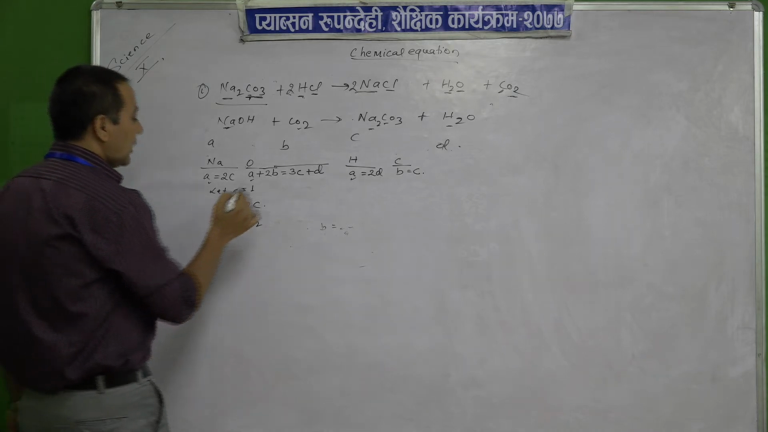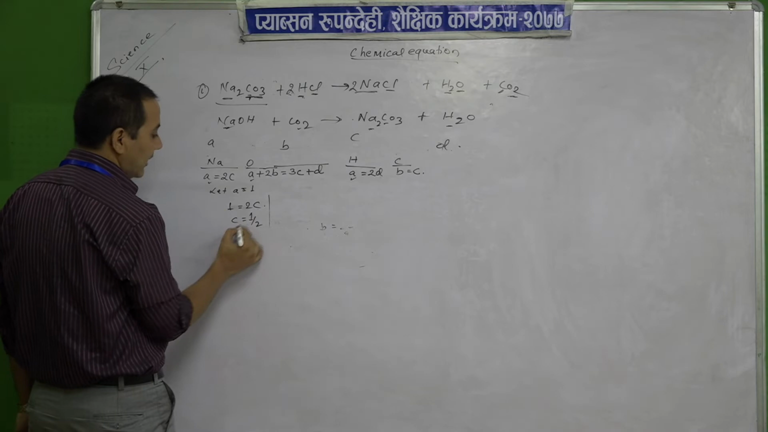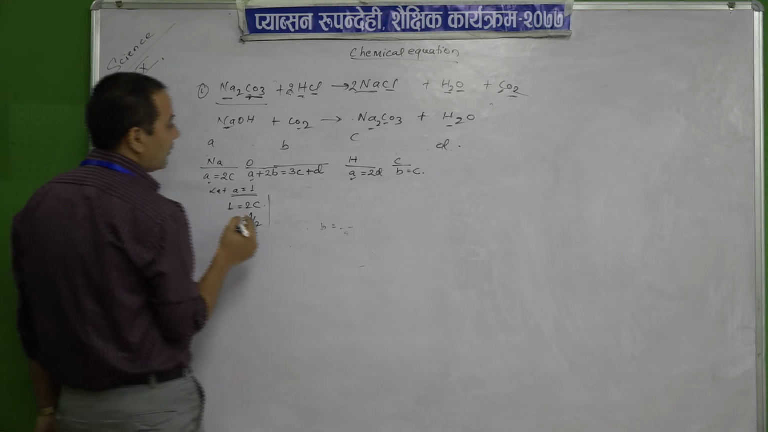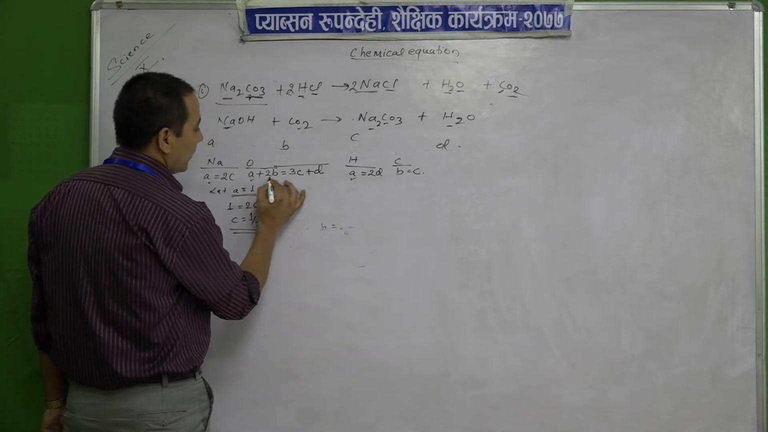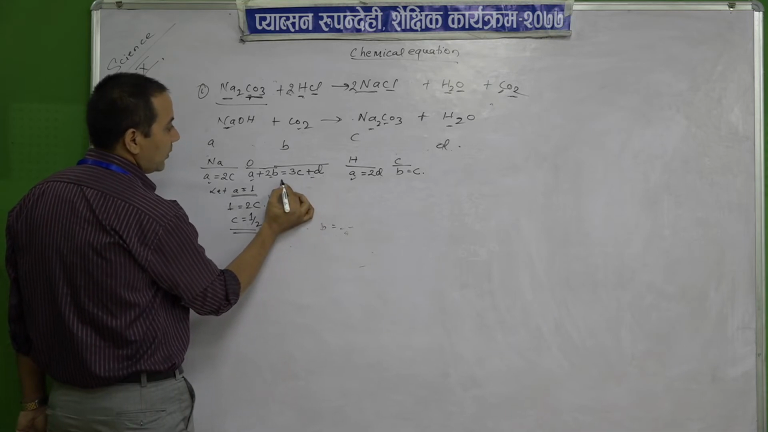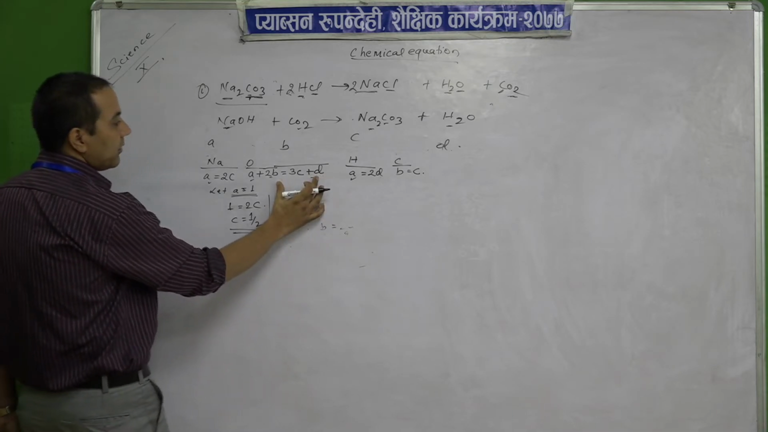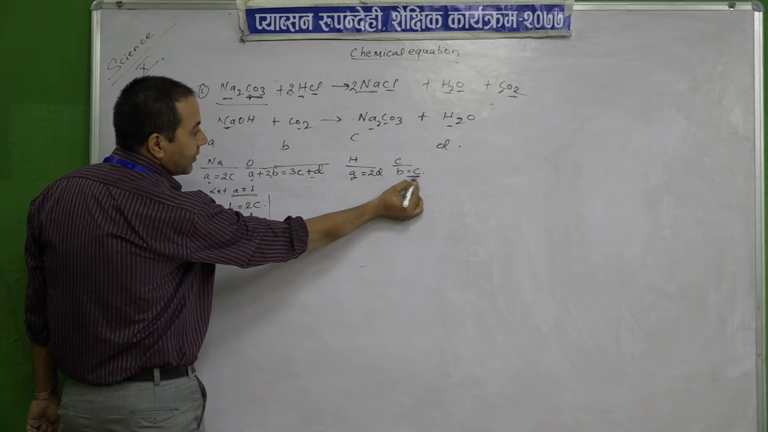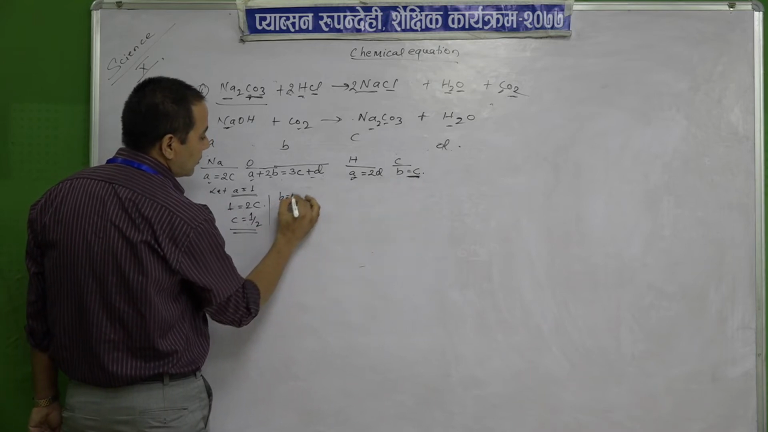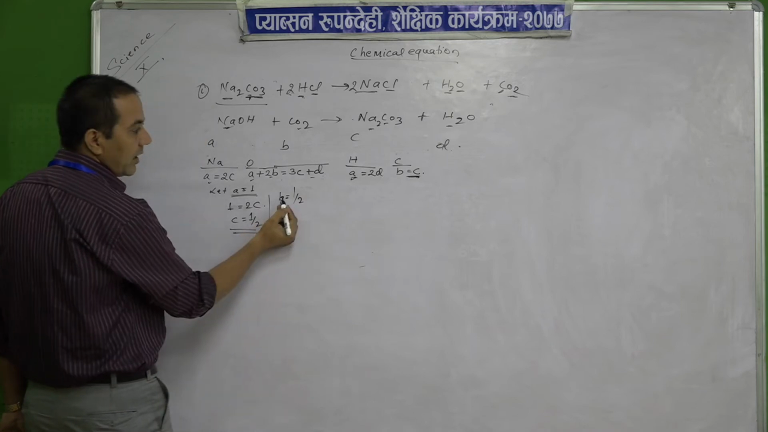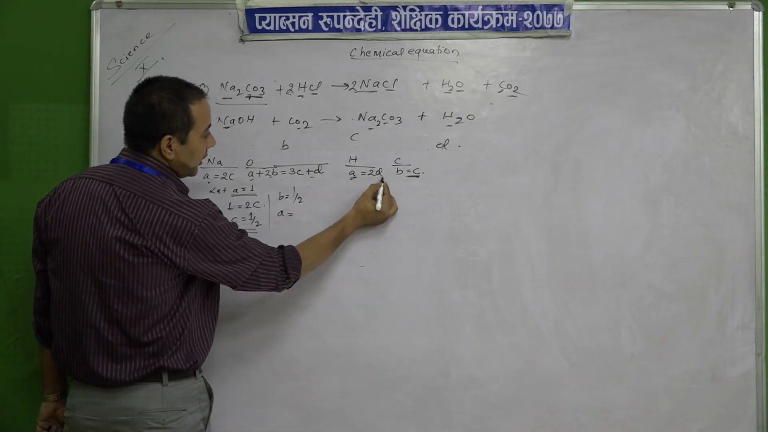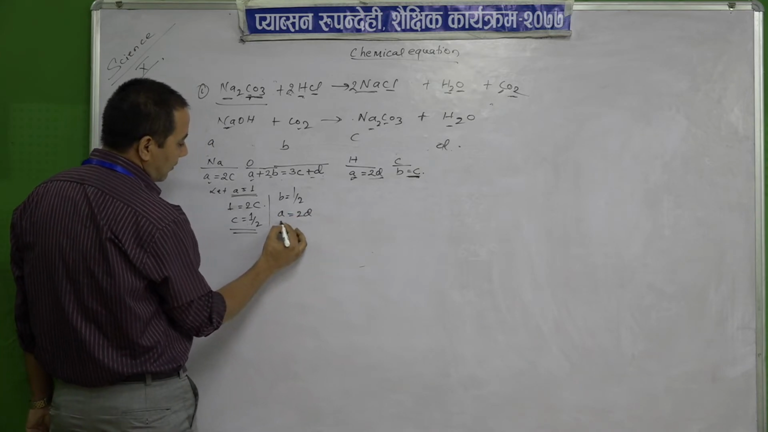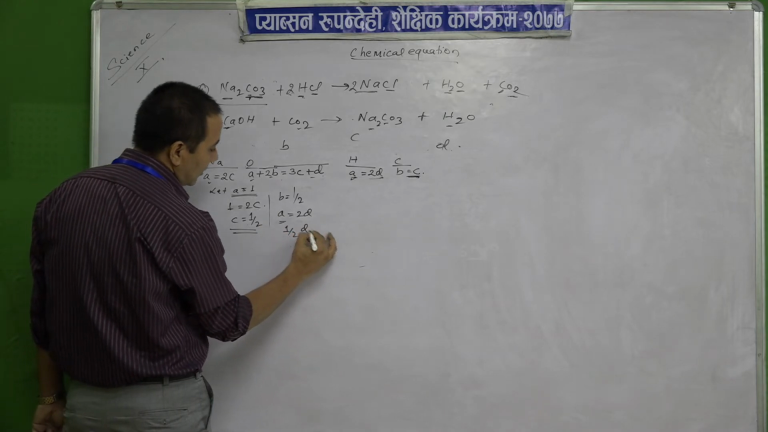Then the next one. We have the value of A and C now. Now we have to find the other values, D and B. So B means C, that means B equals 1 by 2. And A equals 2D. A means 1, so 1 by 2 equals D.